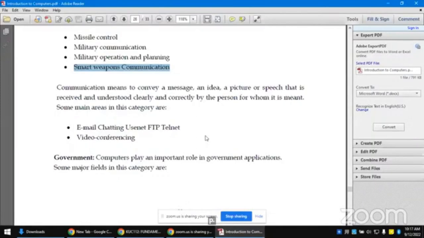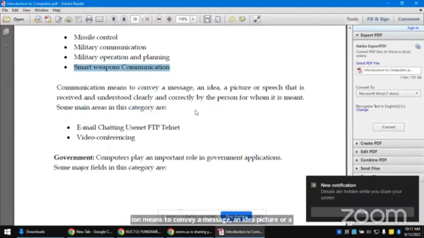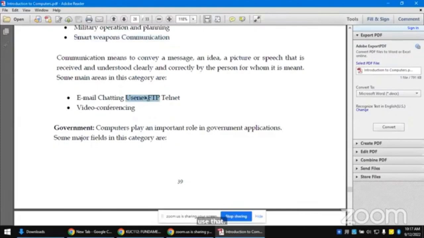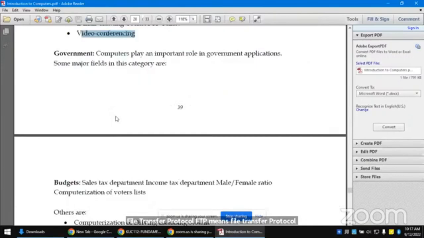So we have the smart weapon communication. Communication means to convey a message, an idea, a picture, or a speech that is received and understood clearly and correctly by the person for whom it is meant. So some main areas in this category are email, chatting, Usenet, file transfer protocol, FTP, then telnet, then video conferencing. Then government: computers play an important role in government applications. Some of the major fields in this category are budgets.